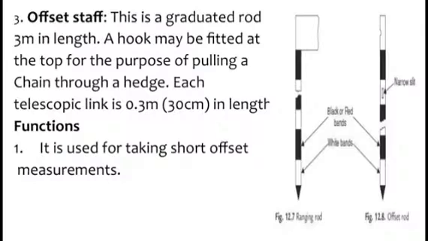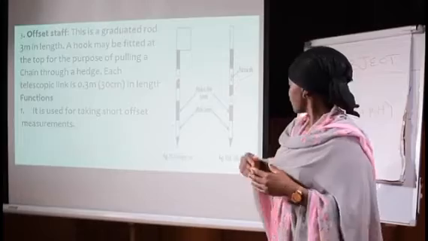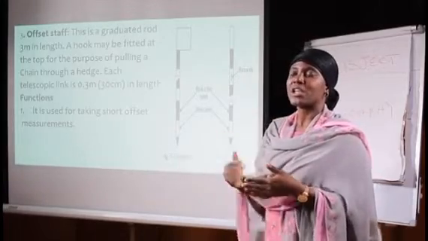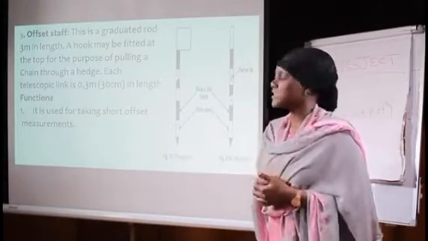Now, what do we have on the offset rod or the offset staff? We said this is a graduated rod, 3 meters in length. A hook may be fitted at the top for the purpose of pulling a chain through a hedge. The slit in between is so that you can pull a chain through it. Each telescopic link is 0.3 meters or 30 centimeters in length. That is from one offset rod to the next. It's usually a distance of 30 centimeters.